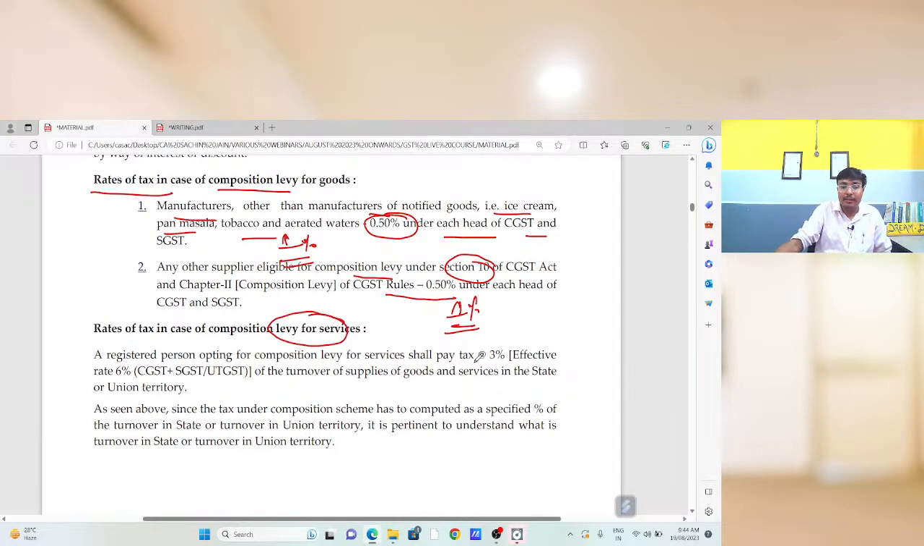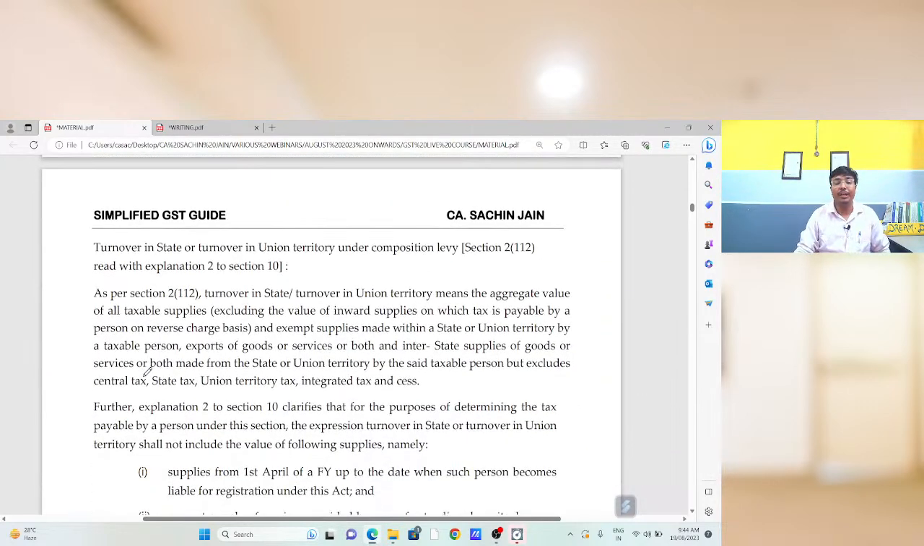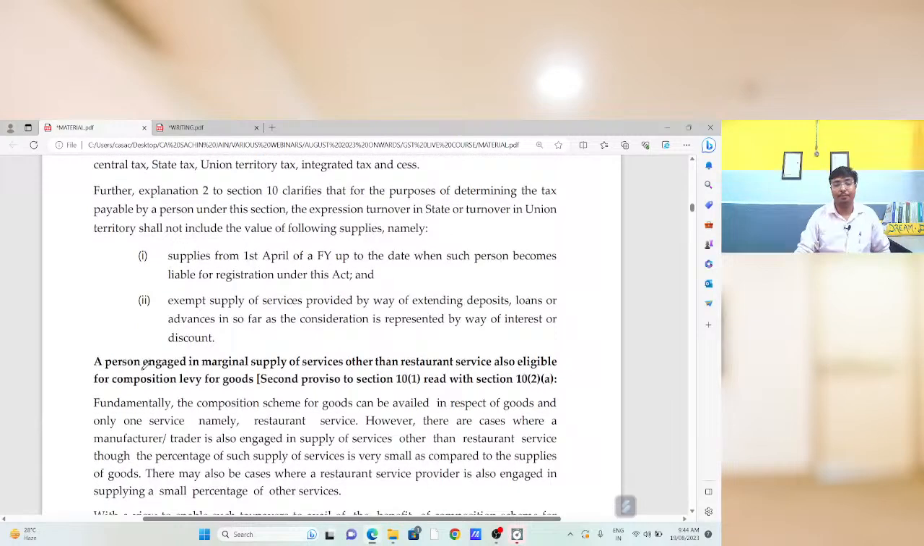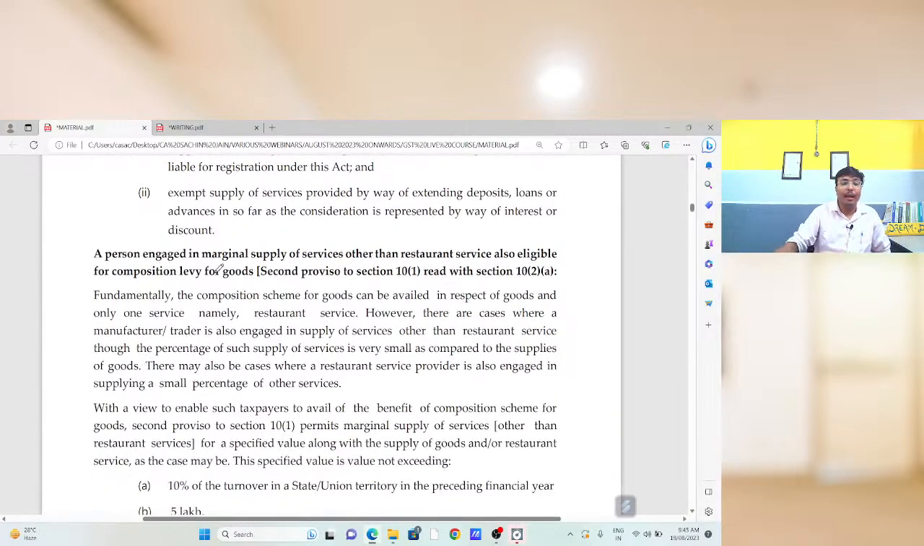Composition supply of services 3% under each head of CGST and SGST, that means 6% rate will be applicable in case of composition scheme supply of services. Now, is a person engaged in marginal supply of services other than restaurant services also eligible for composition scheme? Not understood? Suppose I am a goods supplier. I am a goods supplier. My complete turnover is from goods, but I am also going to provide a certain amount of services. In that case, am I eligible for the composition scheme or not? That is the question.